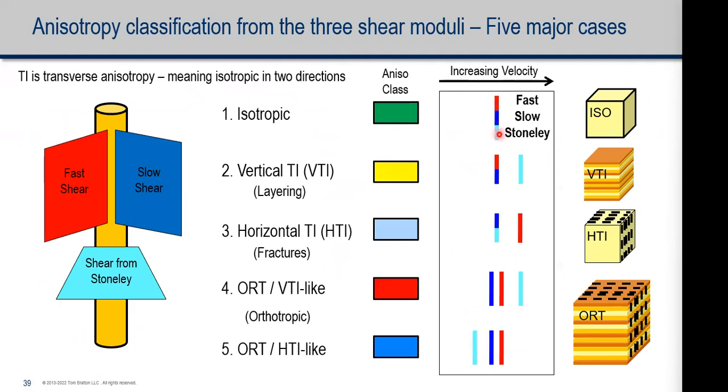So if they're all the same, then you would say, okay, I'm isotropic. And I color code this green in my anisotropy classification. If your anisotropy is due to layering, you'll find that there's no shear wave splitting.